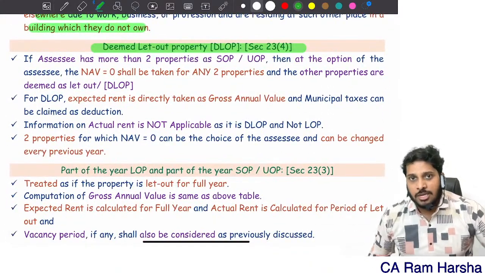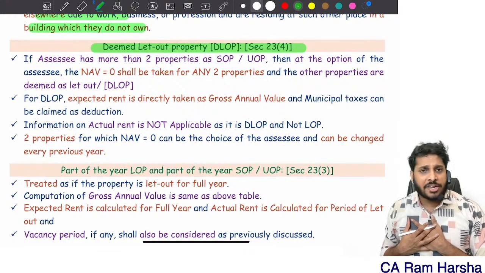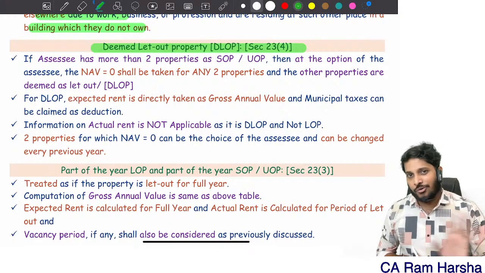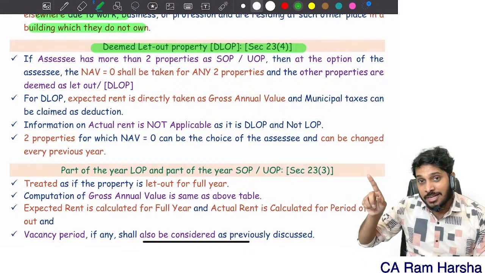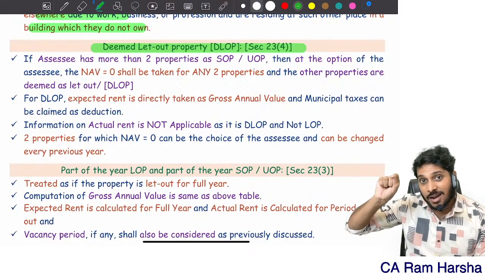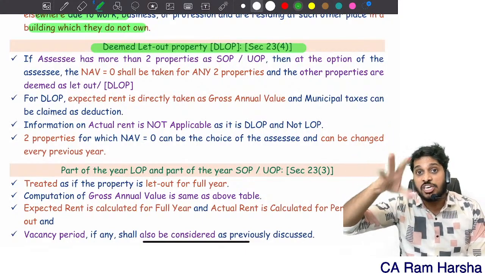Then deemed let out. Sir, I have 5 houses, and in all the 5 I am only staying, sir. NAV is equal to 0. Can I claim for all the 5? No, that is not permitted. Any 2 only you can claim. What about the remaining 3, sir? For all the remaining 3, expected rent information will be there, right? Yes, sir, it is there. That itself is GAV.